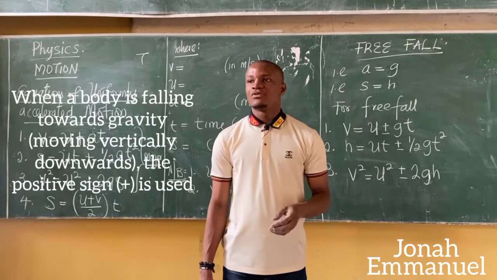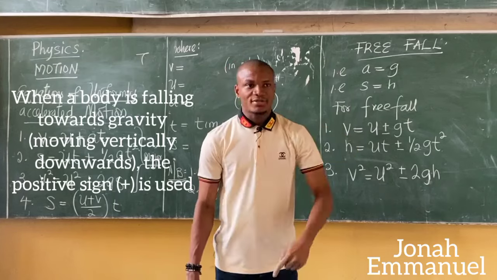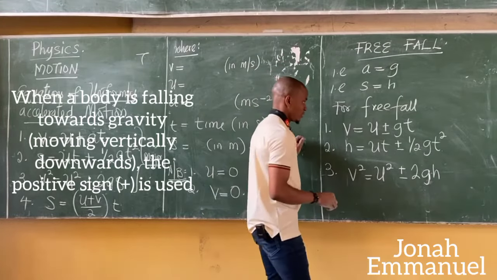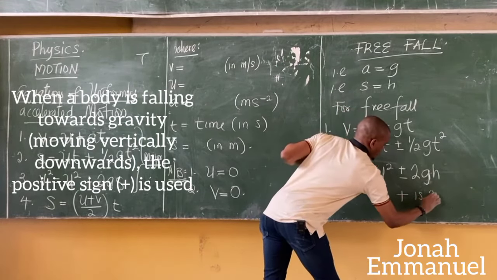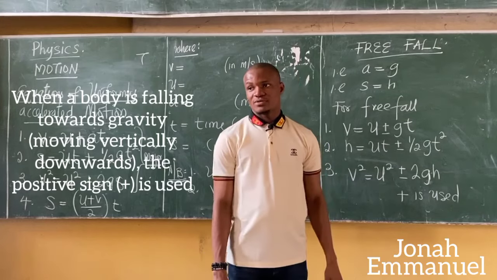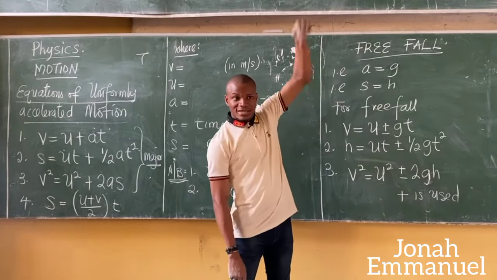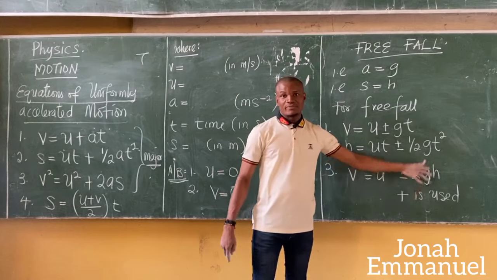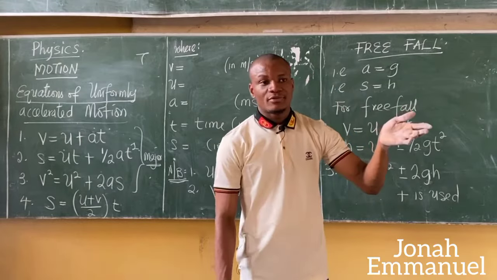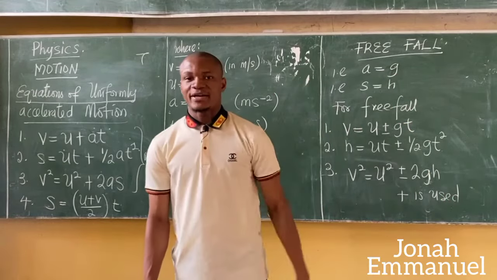Physics step. When a body is moving vertically downwards, plus is used. So when do we use plus and when do we use minus? Explain it now. When a body is falling down or is moving vertically downwards, positive is used in brackets because it is motion towards gravity. Plus is used in bracket because it is motion towards gravity. Close the bracket.